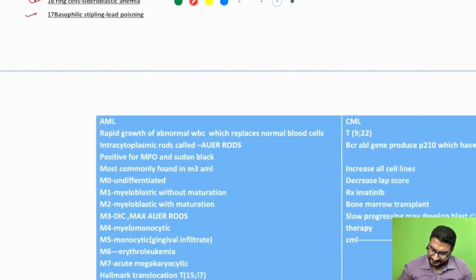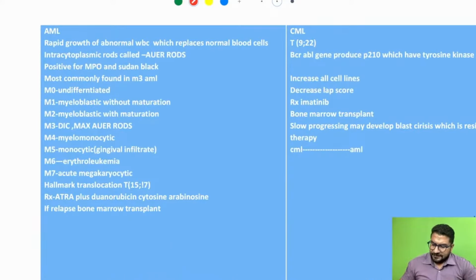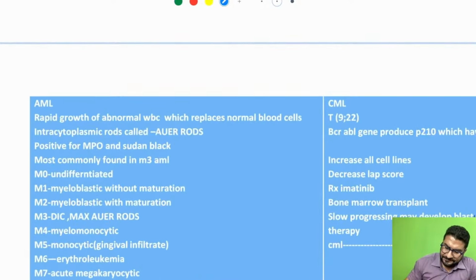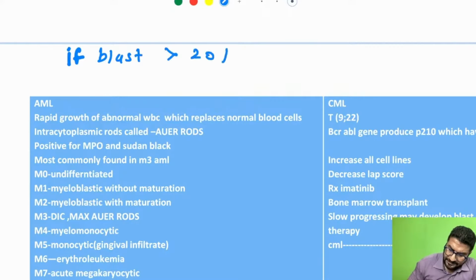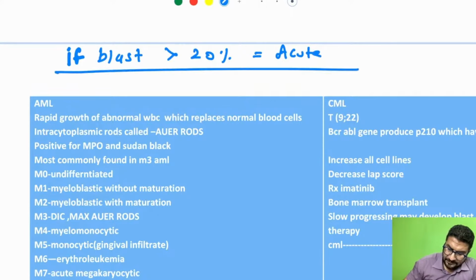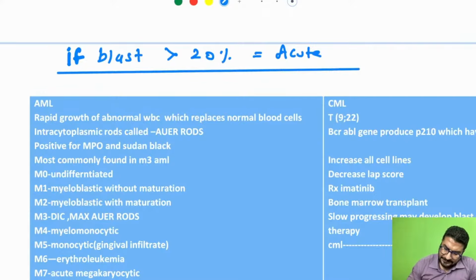Okay, moving ahead. Now we need to differentiate different types of leukemia. So look carefully first. In a leukemia question, the first thing is you need to see the percentage of blast cells. If blast cells are more than 20%, then remember, it is acute leukemia. If less than 20, then it will be chronic, right? So understand this thing.